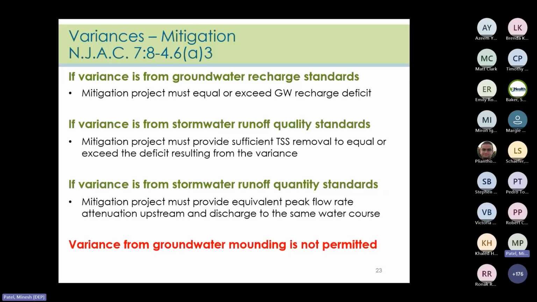Variances from the other standards are as shown on this slide. Note that there is no waiver or variance allowed for groundwater mounding. That's because the steps that are listed in Chapter 13 of the BMP manual make clear that if the selected BMP fails to pass the groundwater mounding analysis, another BMP must be selected and assessed, meaning that a whole redesign will be required.